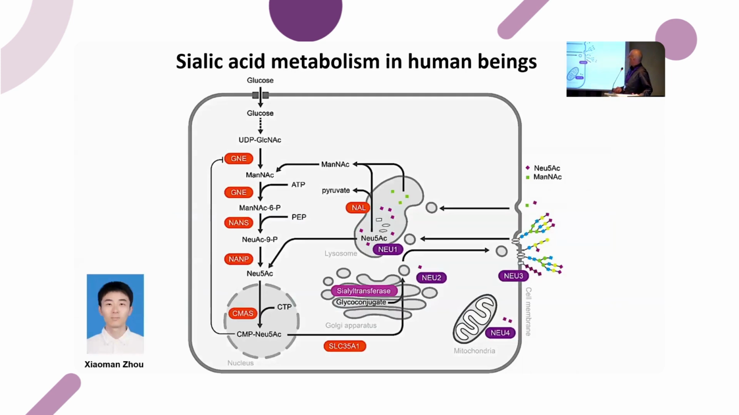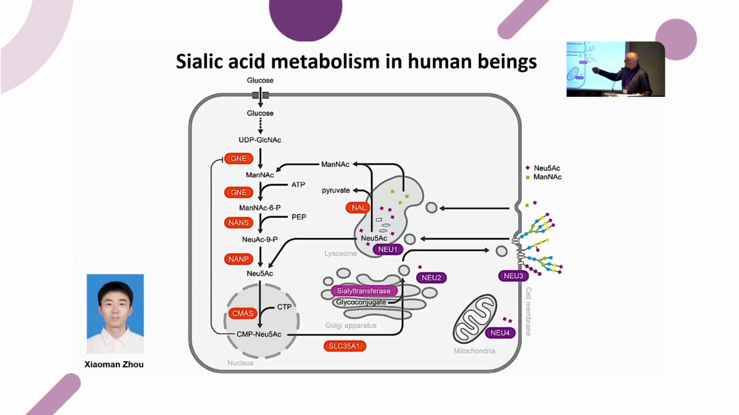Okay, now we come to the biosynthesis, and this is not my scheme. This is a scheme of Werner Reutter, published in a paper. You see here a cell, and of course, sialic acid is not a vitamin or something like this, so we can synthesize sialic acid by ourselves. And since it's a sugar, we start with glucose, which is transported into the cell, and then many steps will follow.